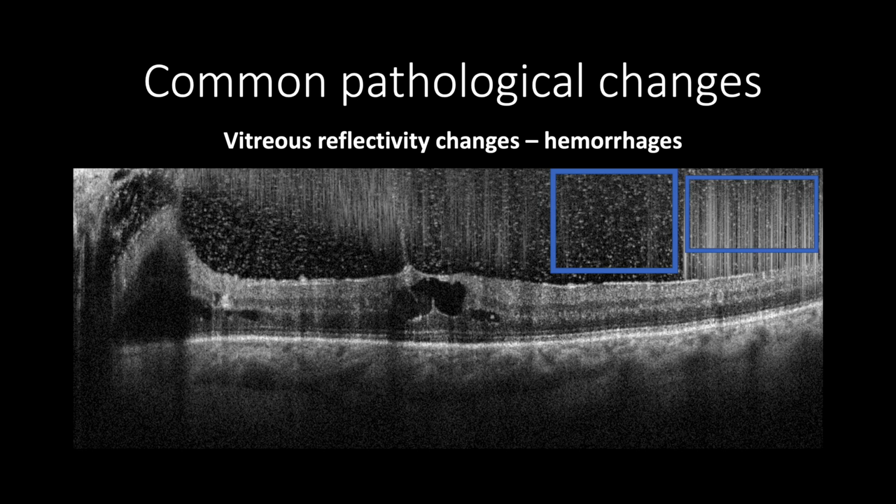This cross-section shows fibrovascular proliferation causing traction on the optic disc along with residual vitreomacular traction with cystic formation and increased central macular thickness.